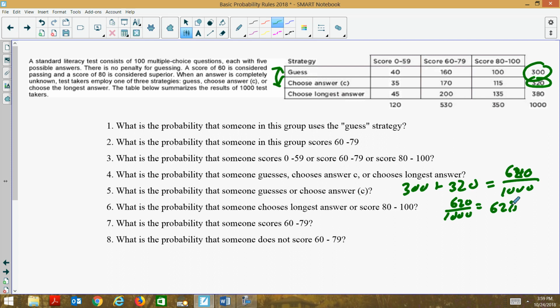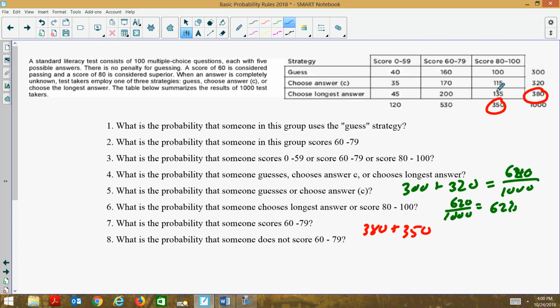Question 6 here says, what is the probability that someone chooses longest answer or scores an 80? So we need to see all the people who chose the longest answer as their guessing strategy, which is 380, and then all the people who scored between an 80 and 100, plus 350. Now, again, we have to ask ourselves, are these 2 events mutually exclusive? In this case, the answer is no. Someone can choose the longest answer as their guessing strategy and score an 80 out of 100. Those 2 things can happen at the same time.